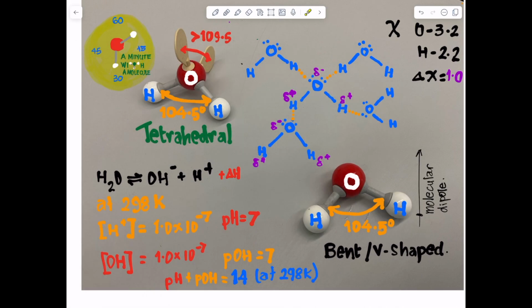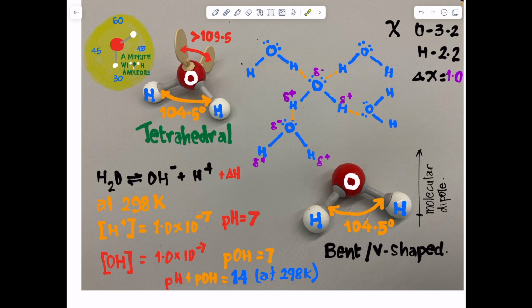Today, our molecule of choice is H2O, the water molecule, and here you can see a model of the water molecule. Here, you can see the typical bent or V-shaped molecular geometry of this molecule. The same water molecule is referred to as having a tetrahedral electron domain geometry.